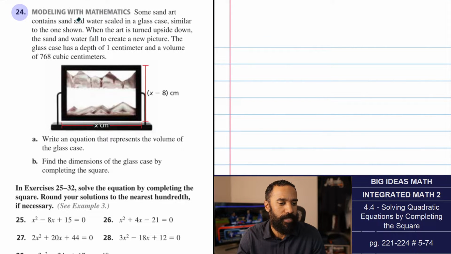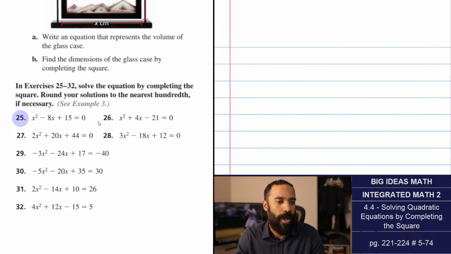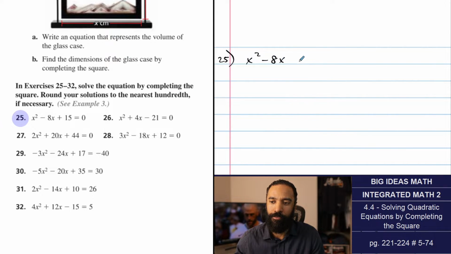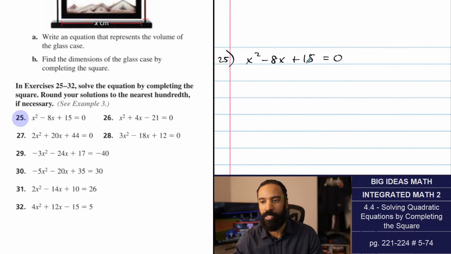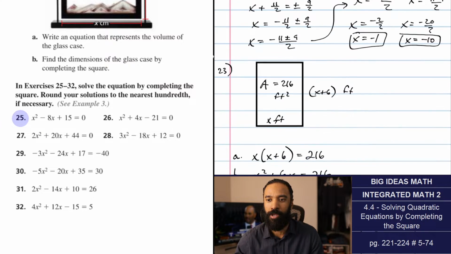Let's move on to numbers 25 to 32. We solve by completing the square. These problems are quite like the other ones. The difference is we're not set up already to complete the square from step 1. Step 1 might require a few more things. On this first one, we're simply going to subtract 15 to the other side. And this number is very close to the number that makes the perfect square trinomial. We actually just saw it in this previous problem right here.